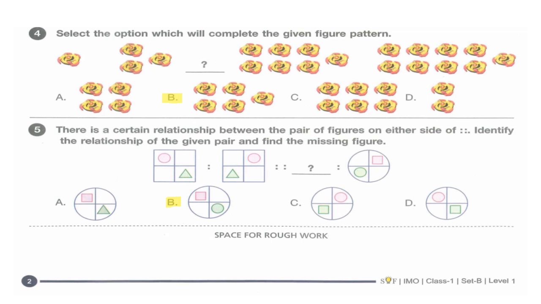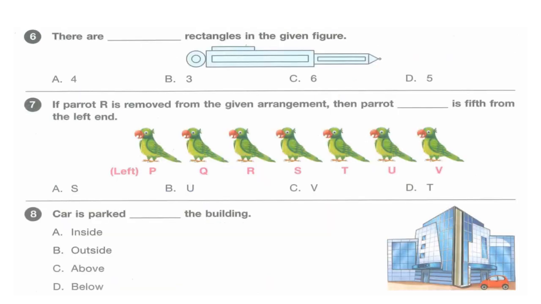In these types of questions, first you have to find the relationship between the pair of figures and then go to the options and select accordingly. Okay, so let's move on to the next question. Question number 6. There are dash rectangles in the given figures. Option A 4, B 3, C 6, D 5. We have to find out the number of rectangles in the given figure and choose the option accordingly.